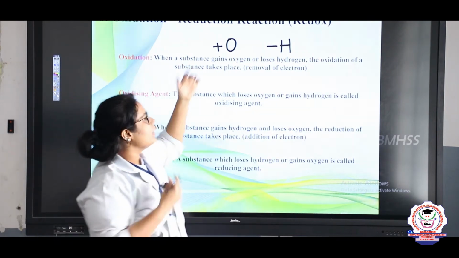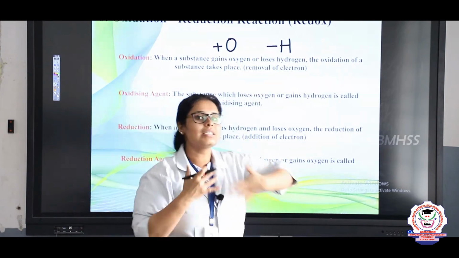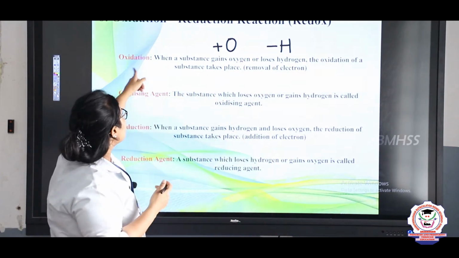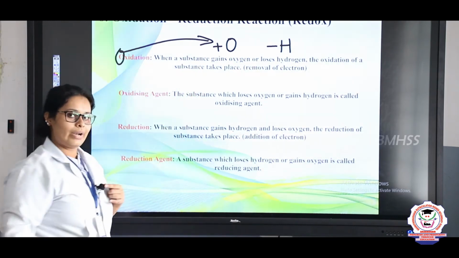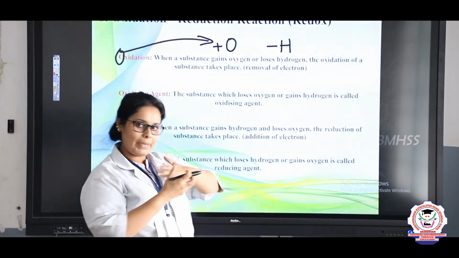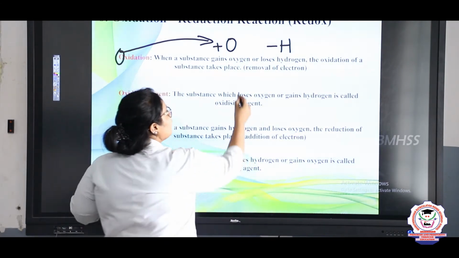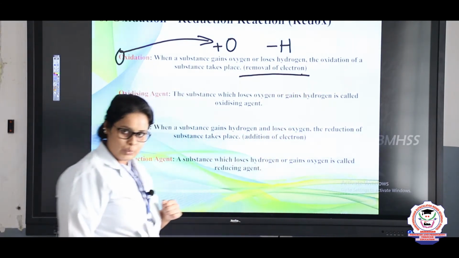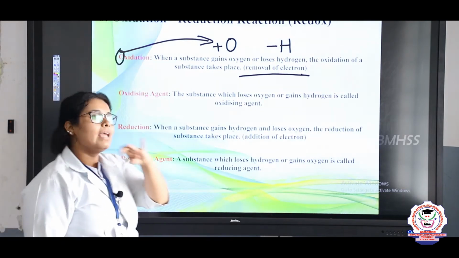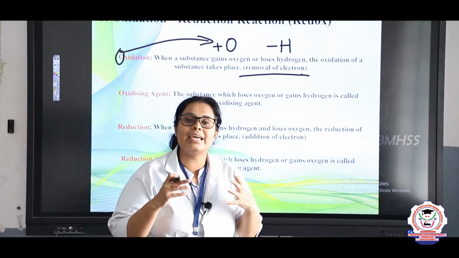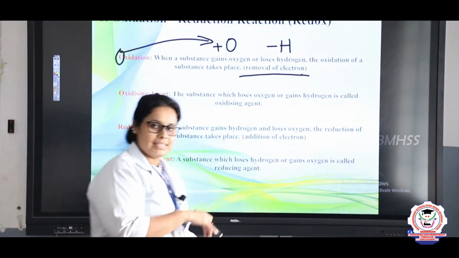Here O is coming and hydrogen is going, right. So, that is why oxidation, there is a trick. O means O will attract O, right? So that is why oxygen is coming and hydrogen is going. Same way, here there is removal of electron too. Same way, now come to oxidizing agent. See, the person who is making the oxygen add is known as the oxidizing agent.